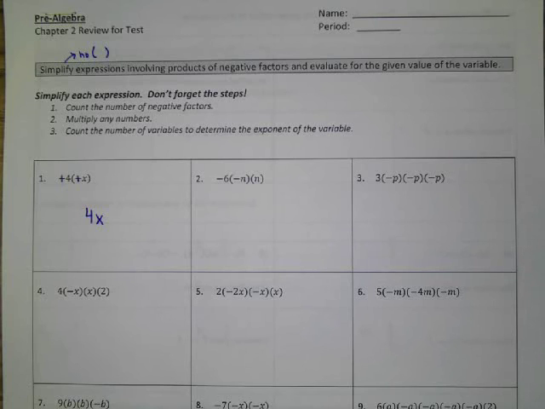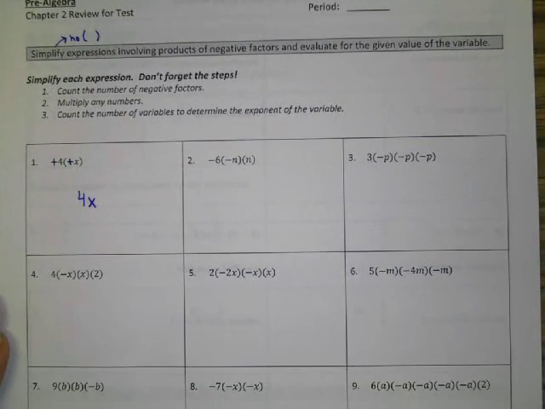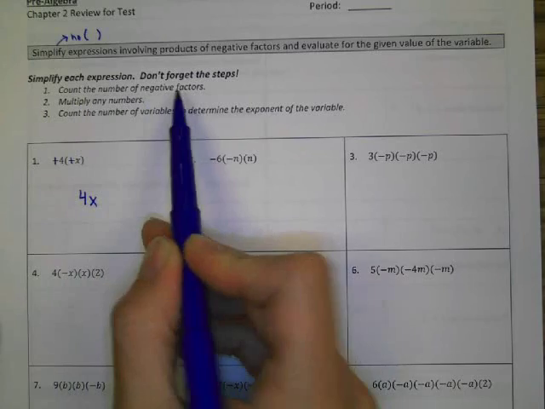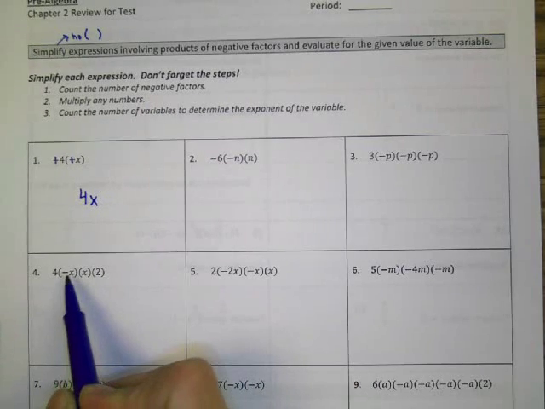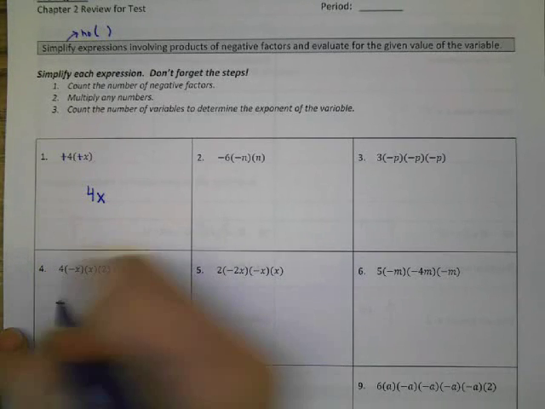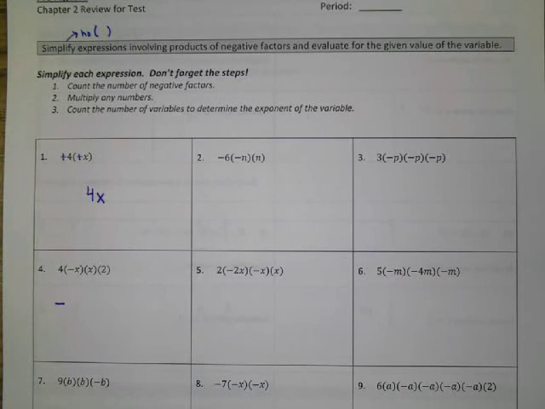Okay, let's actually do number 4 next. So number 4, again, my same process. The first thing I'm going to do is count the number of negative factors. Here I only have one, which is an odd number. So I know my answer is going to be negative, so I'm going to put that here.